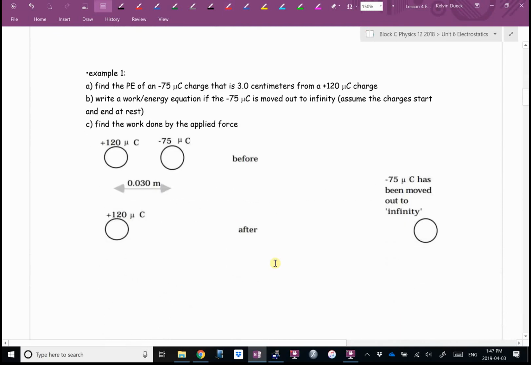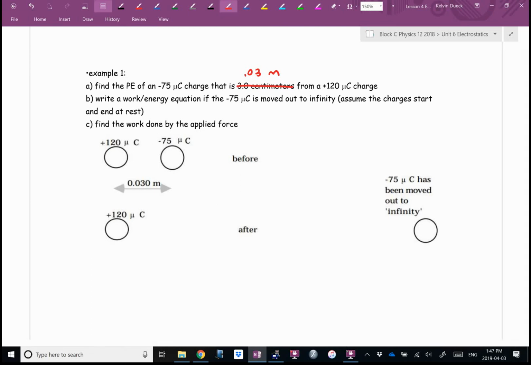Something like example 1. Example 1a says, find the potential energy of a negative 75 microcoulomb charge that is 3 centimeters, nice try, 0.03 meters, from a positive 120 microcoulomb charge.